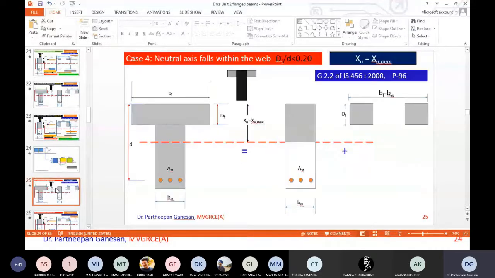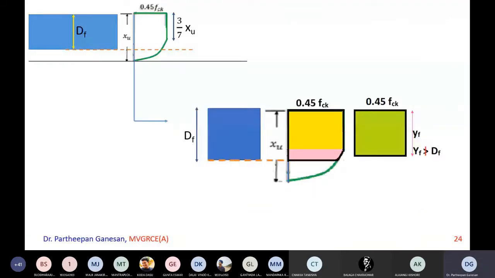So the fourth case is: the neutral axis falls within the web and DF by D is less than 0.2. Note down this point: DF by D is less than 0.2 and XU equal to XU max. What does it mean, XU equal to XU max?